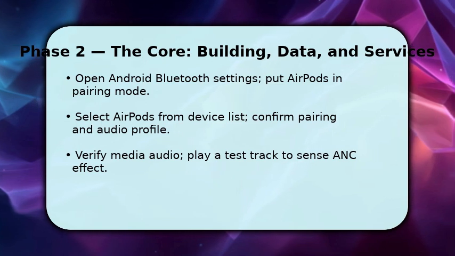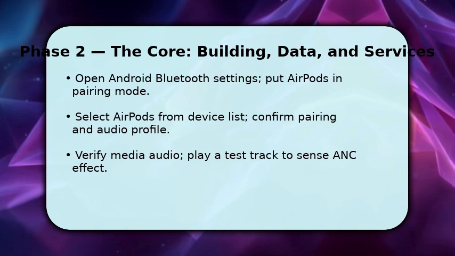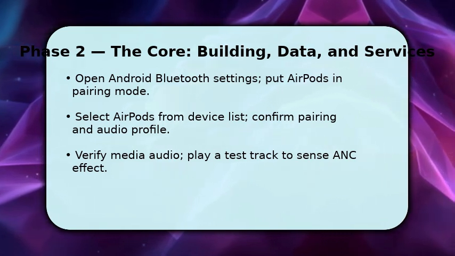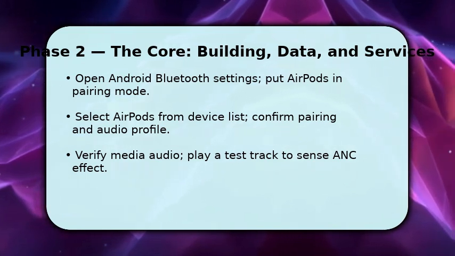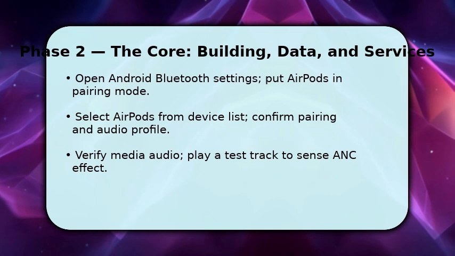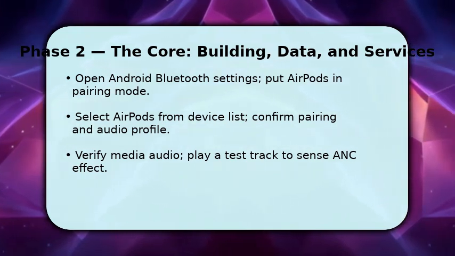Play a familiar track and notice background noise reduction. The ANC state you set earlier should remain active. If you don't hear full suppression, toggle Bluetooth off and on, then repair. Sometimes the ANC flag doesn't apply until a fresh connection establishes the active audio profile.